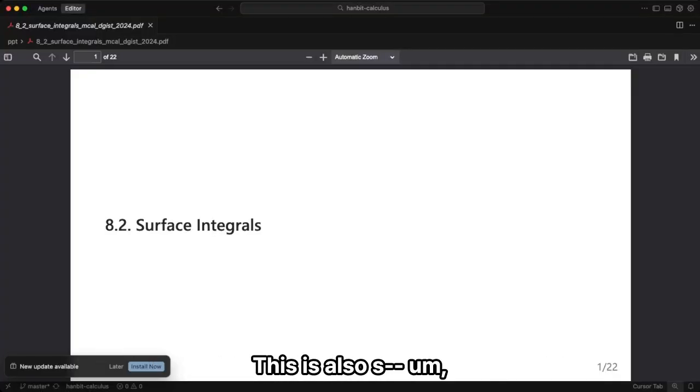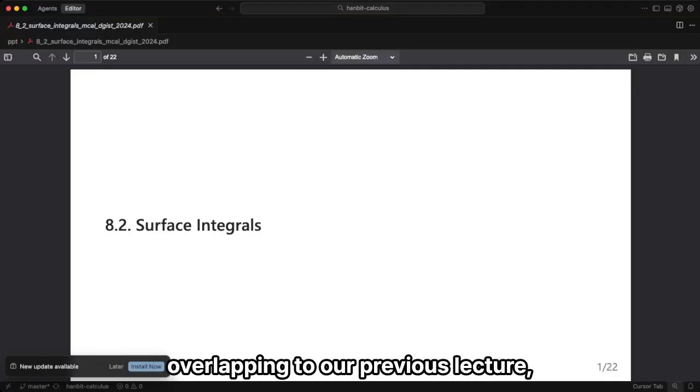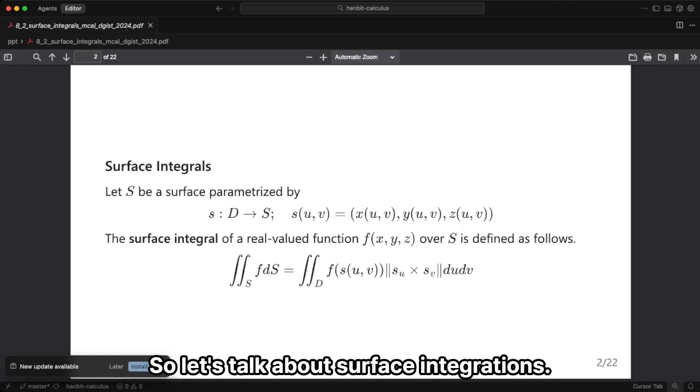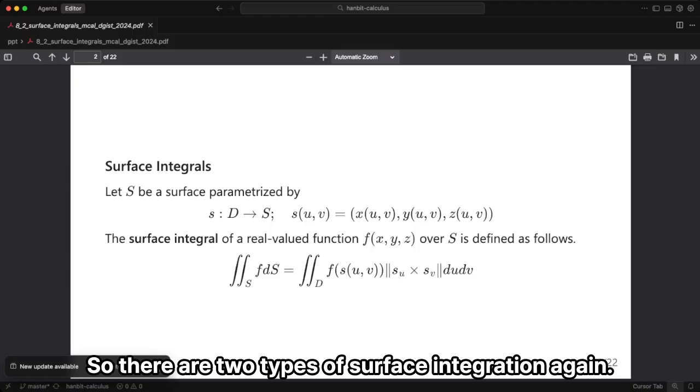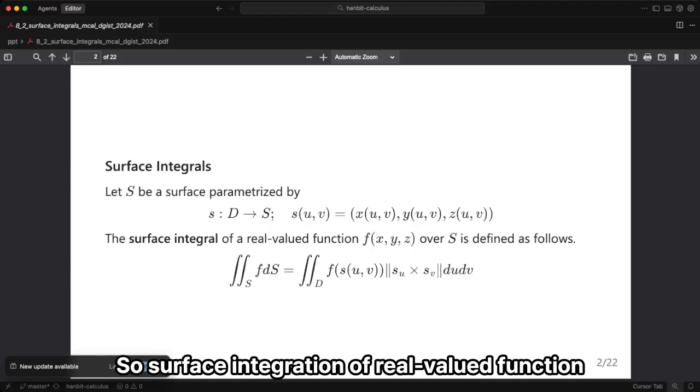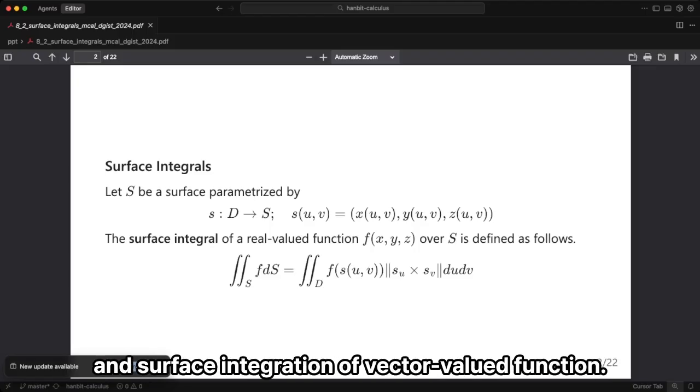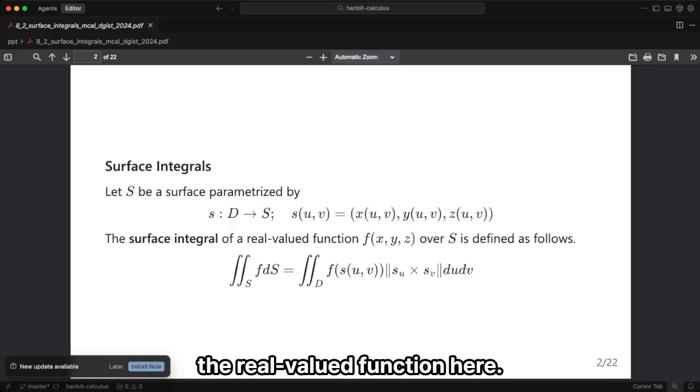This is also overlapping with our previous lecture, so many parts are going to be just review. So let's talk about surface integration. There are two types of surface integration again: surface integration of a real valued function and surface integration of a vector valued function. We're talking about the real valued function here.